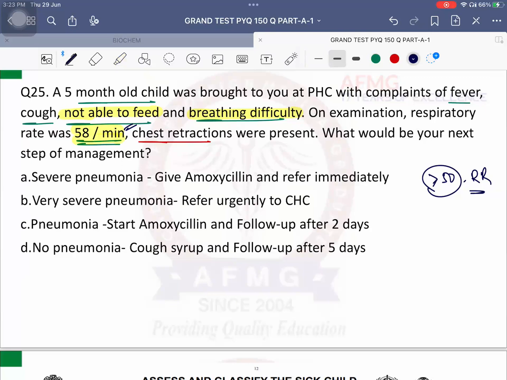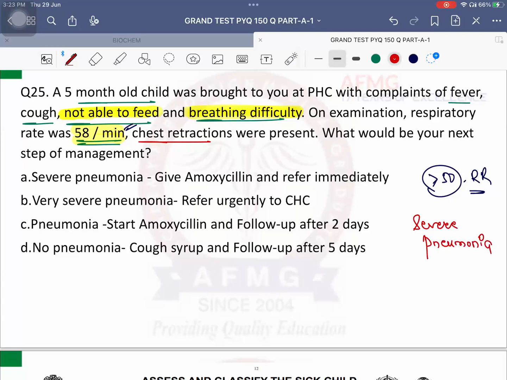The child is having tachypnea along with that the child is having fever. Along with that, the child is having cough. But important is the child is having inability to feed. The child is having breathing difficulty. Okay, so the child has to be classified into severe pneumonia. Or which category color? Pink category.